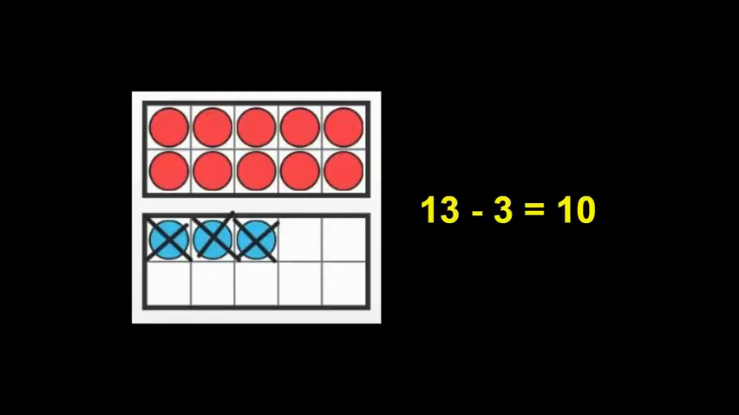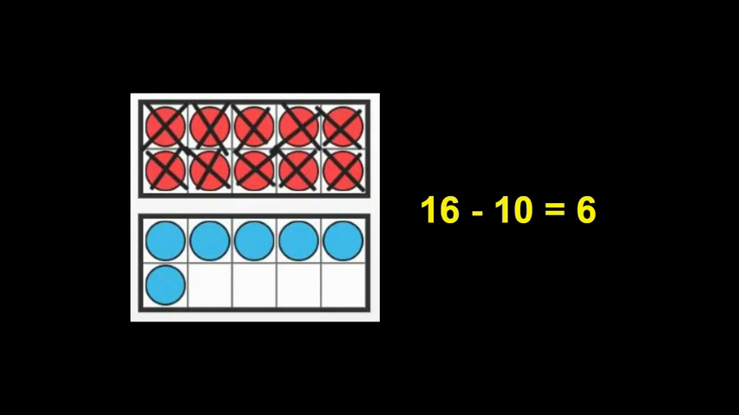How many did you see? This time I want you to cross out 3 of them in your brain. How many are left? 10. 13 take away 3 equals 10. Okay, here's another one, mathematicians.